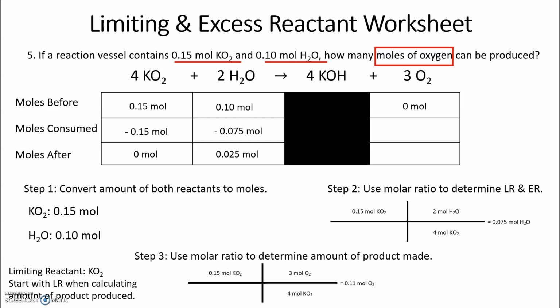So we're taking our 0.15 times 3 divided by 4, and you should get a grand total of 0.11 moles of oxygen. So that's the amount of oxygen that is produced and will remain after the reaction has gone to completion. So that would be your final answer to number 5. We have 0.11 moles of oxygen.